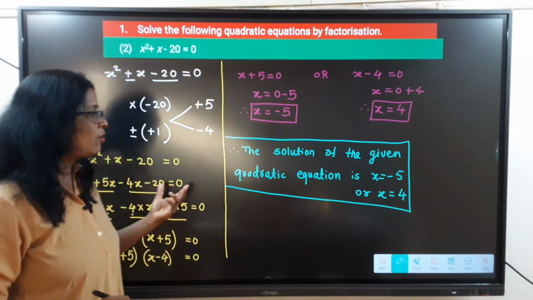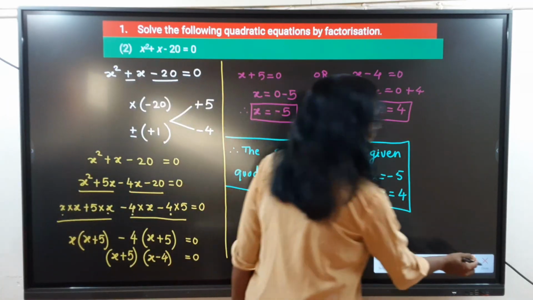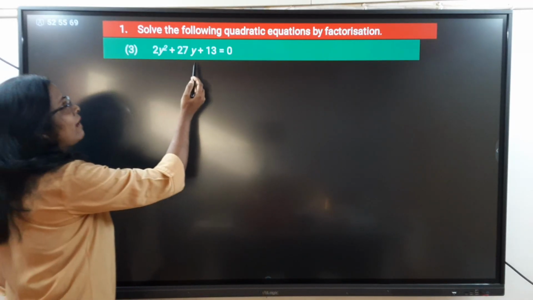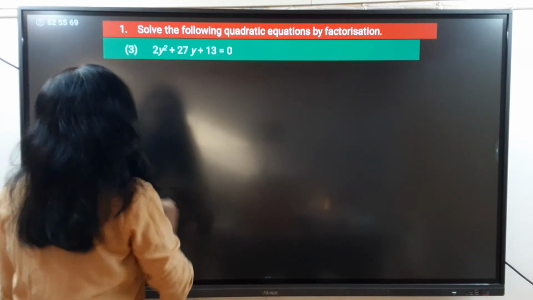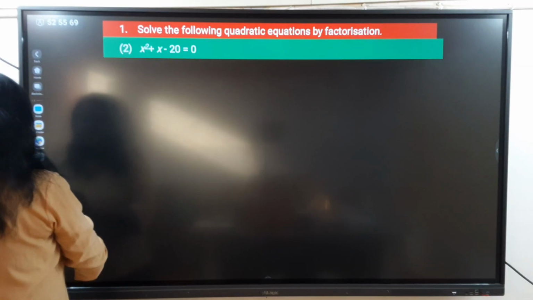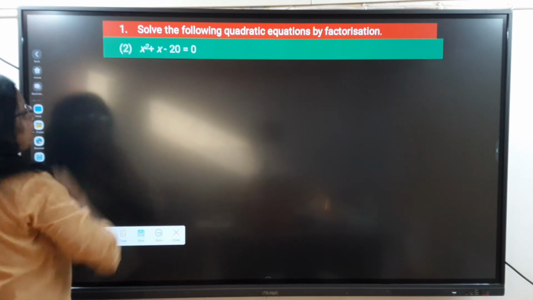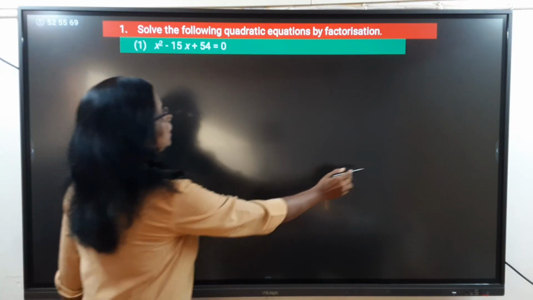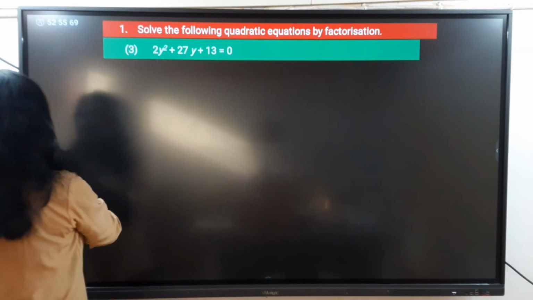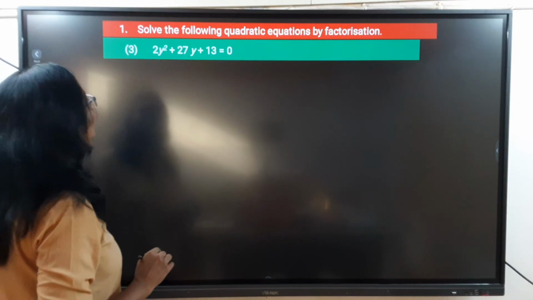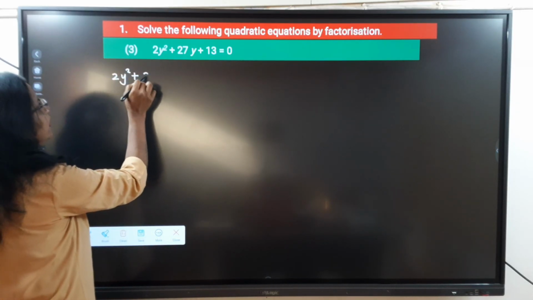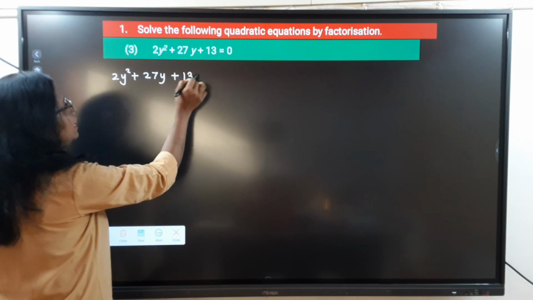Very simplest method, you follow this method. Then the next example, students: 2y² + 27y + 13 = 0. First we write down the equation as it is. So the equation is 2y² + 27y + 13 = 0.